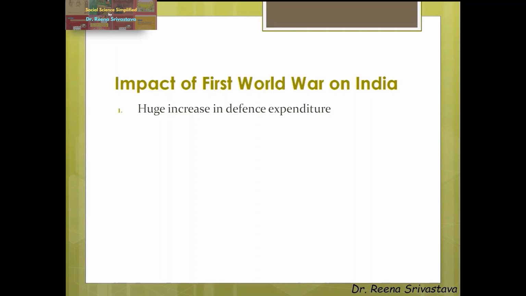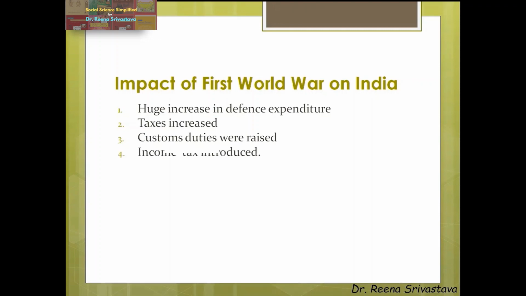As I told you, British economy declined. There was a huge increase in defense expenditure. So how to arrange for that? Obviously, taxes were increased to generate income. Then custom duties were also raised to generate revenue. Income tax was also introduced during First World War. Then an increase in prices also.